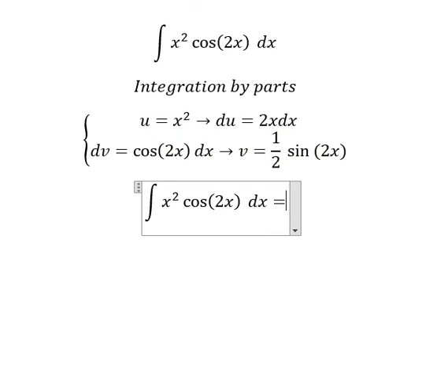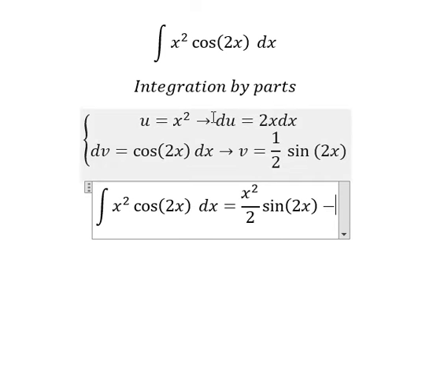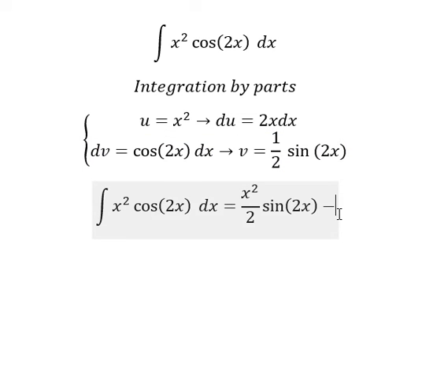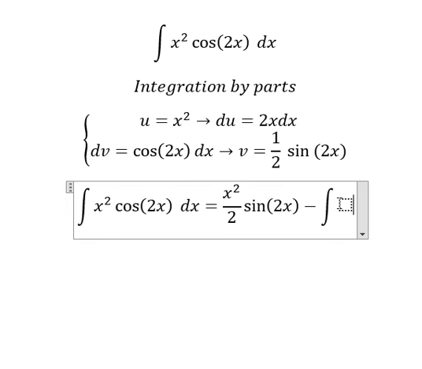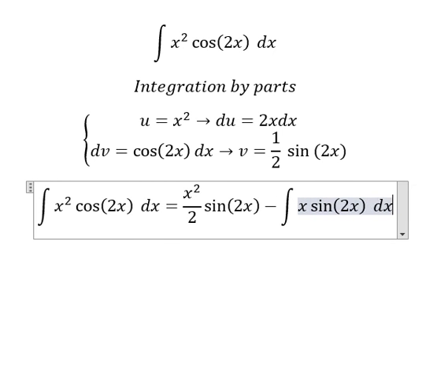So we have u multiplied by v, minus we have the integral of v du. So number 2 and number 2 we cancel. So we have the integration of s sine 2s ds.